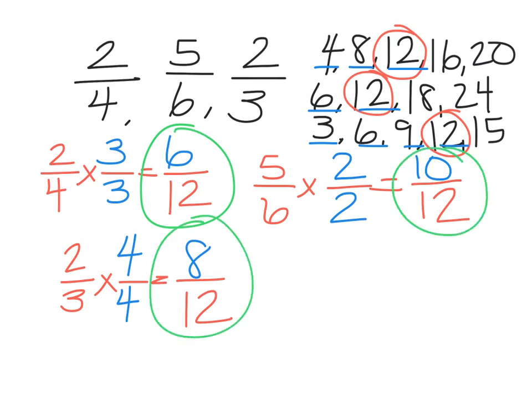So let's put them in order. Well, 6 is the smallest number or numerator, so we're going to have that first. Then the 8/12 is next, and then 10/12.